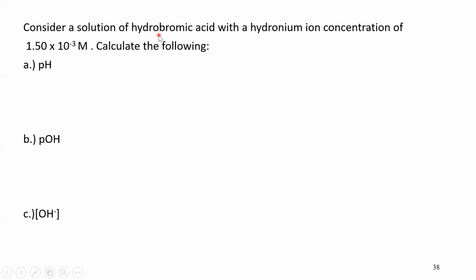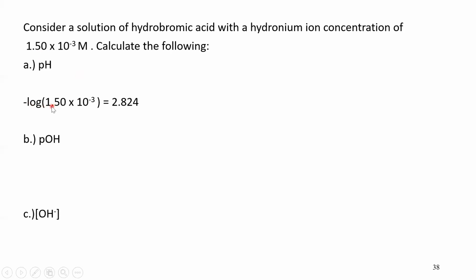Consider a solution of hydrobromic acid that has a hydronium ion concentration of 1.50 times 10 to the minus 3. So we want to calculate the pH. Let's do that first. Okay, to calculate the pH, it's the negative log of the hydronium ion. Now let's see if we can get the significant digits right this time. 3 significant digits in the concentration means 3 decimal places in the pH. So calculate the pH.